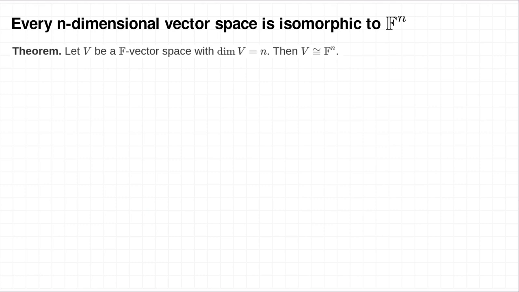I'm going to finish up by proving what is perhaps a slightly disappointing result. At least some people tend to find this a little bit of a disappointment. What it says is that every finite dimensional vector space is actually isomorphic to a vector space of column vectors. To give the proof, I'm going to need a fact from lecture 51, the basis lecture. So I'm going to remind you of that before we start the proof.